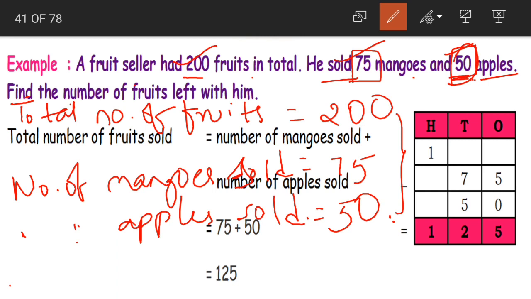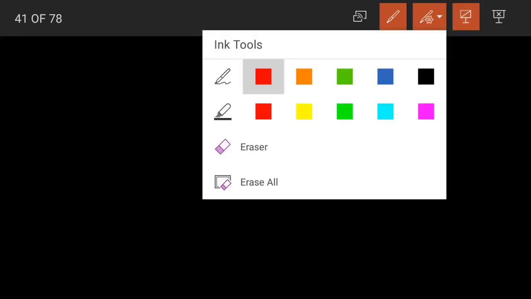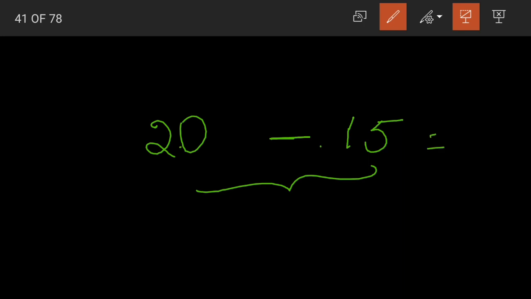Now what do we need to find out? Find out the number of fruits left with him. See children, suppose you have 20 fruits and you gave away 15 fruits. Now how many will you be left with? How will you find out? We subtract these two. Yes, 20 minus 15 is equal to 5. In the same way here, fruit seller had 200 fruits. From that he sold 75 mangoes and 50 apples.